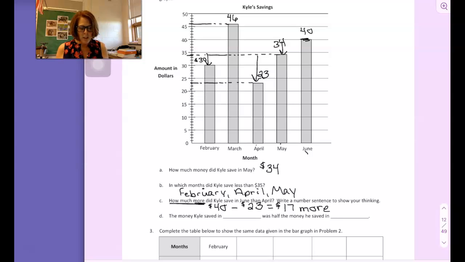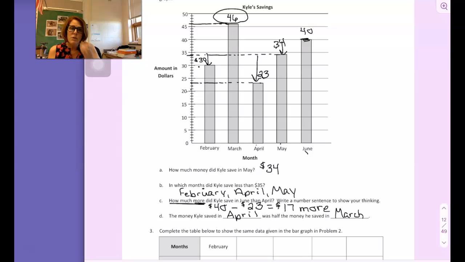So let's take a look at the largest amount because that might be easy to split in half. Are any of the other numbers here half of 46? Which bar looks like it's half of 46? If you said April, you are correct. So April is half the amount as March.